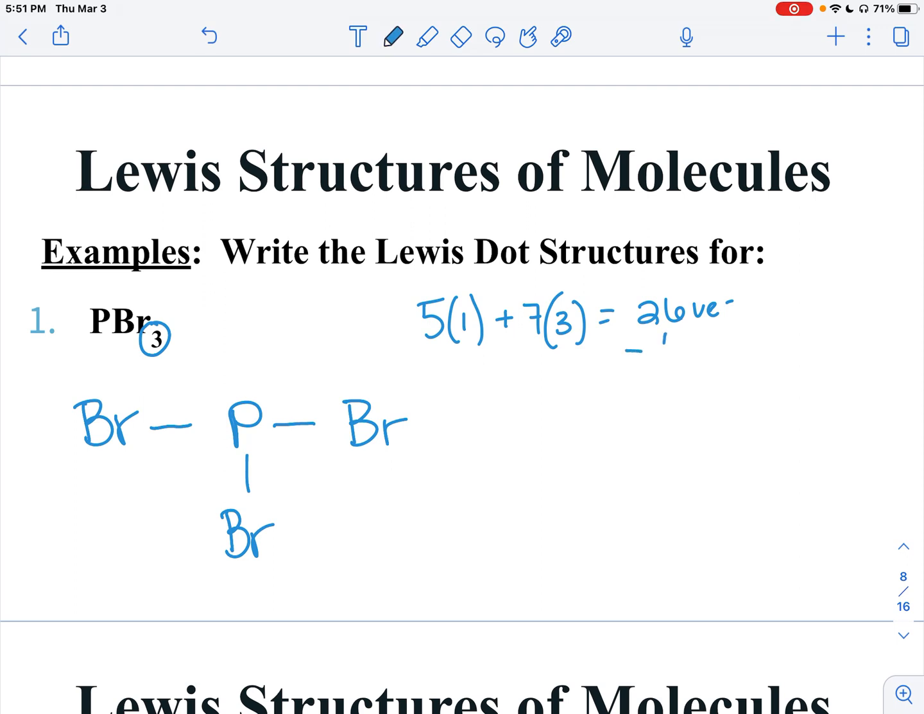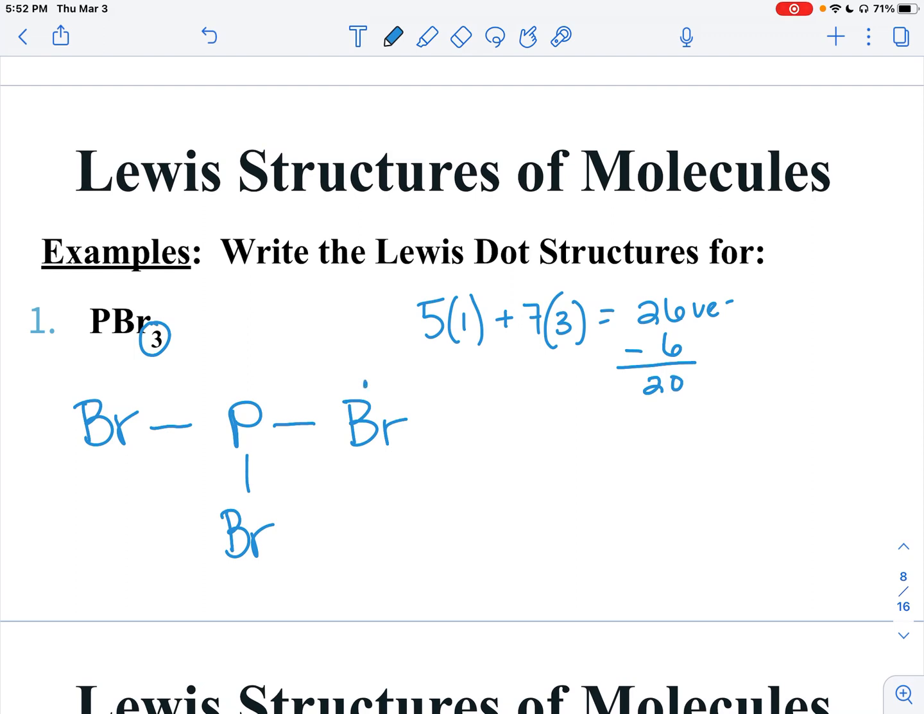Anytime you draw an electron, you go over here and subtract it. So that way we can keep a running tally, and at the very end, we know we have exactly 26. Now, the first thing lots of students want to do is not keep that tally. That will run you into trouble quite a bit. So try not to take a shortcut here.